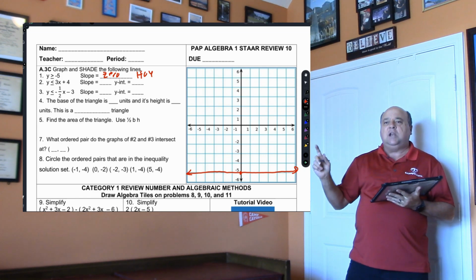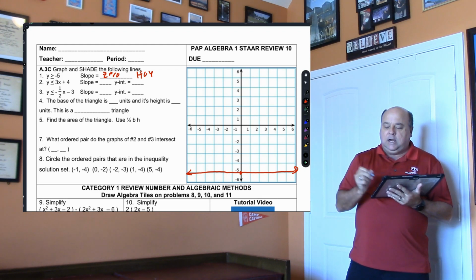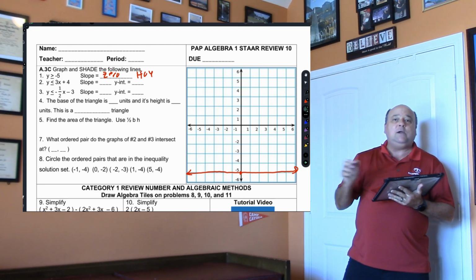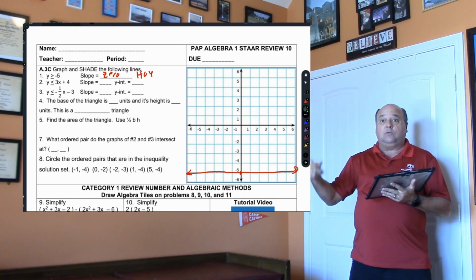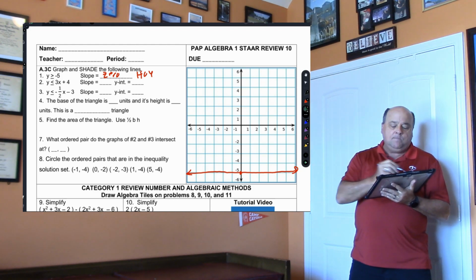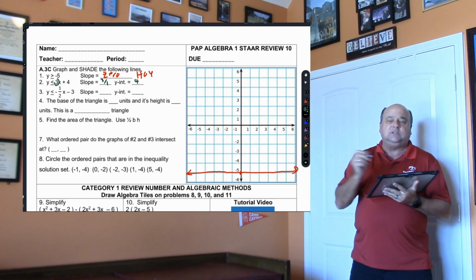Okay, so we have our first line. We're going to shade it later, but this line would be shaded up. Now we're going to go to our next line. We have y less than or equal to 3x plus 4. We're going to shade this later. The slope is 3 over 1, and my y-intercept is positive 4.